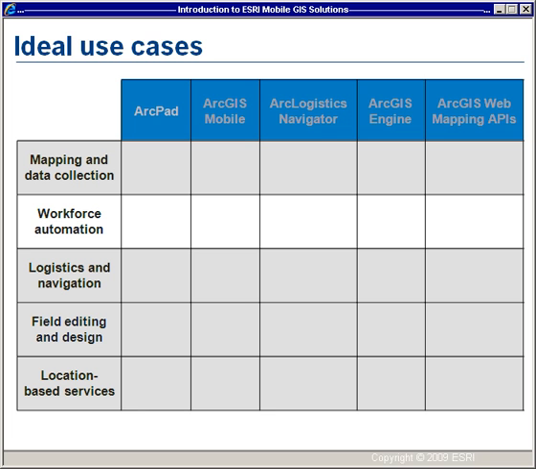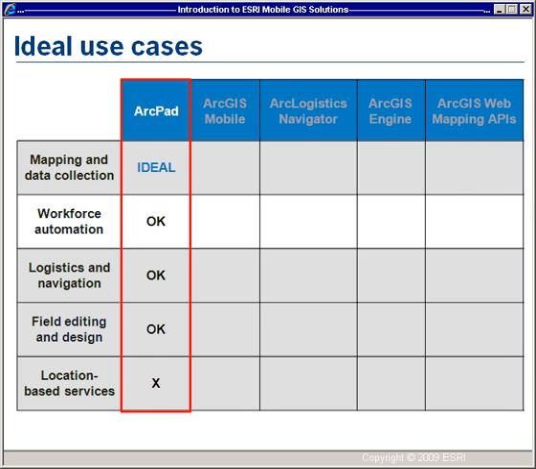As you can see on the matrix here, we have each of the different solutions from ESRI, which we're going to step through individually and help position with them for each of the different use cases. For example, mapping and data collection, workforce automation, logistics and navigation, field editing and design, and finally location-based services.